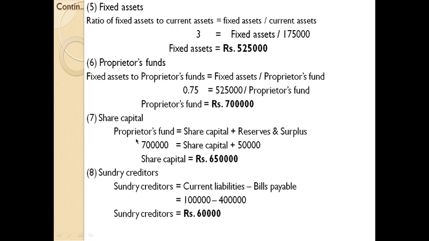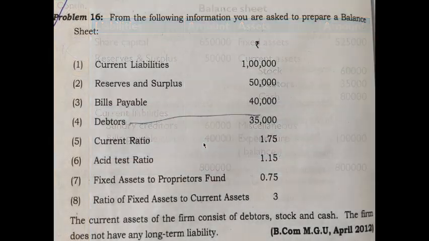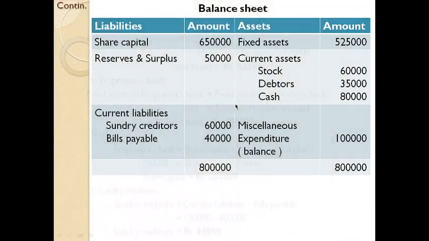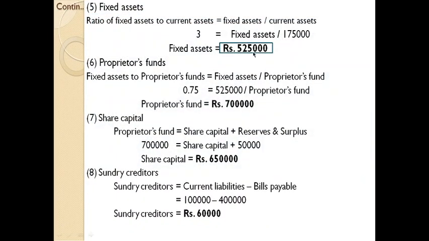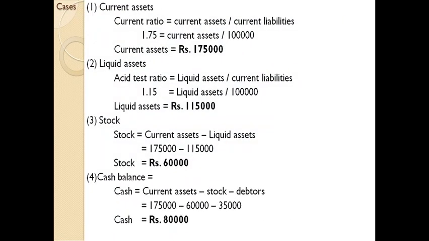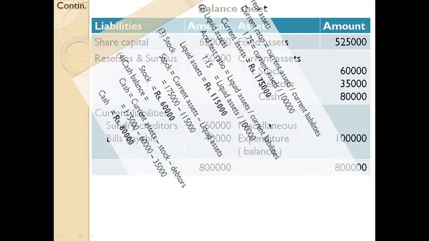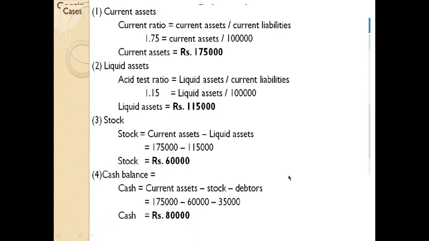Next one, current liabilities. We already found current liability. Current liability is already given in the question, 1 lakh, and bills payable is also given. So you found creditors. Try to split each item that comes under various heads. Under current liabilities, creditors 60,000 and bills payable 40,000. Bills payable is already given in the question. Next one, fixed assets, rupees 5,25,000. Just substitute the same on the asset side. Next heading, current assets. We already found current assets 1,75,000. Instead of writing this 1,75,000, try to split each item. Stock 60,000. Debtors is already given in the question, 35,000. Cash we have found, so just substitute the same in the balance sheet.